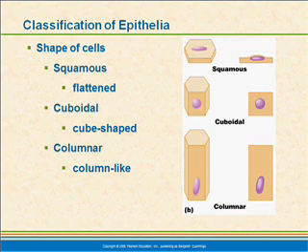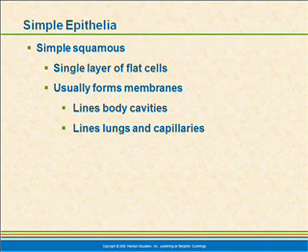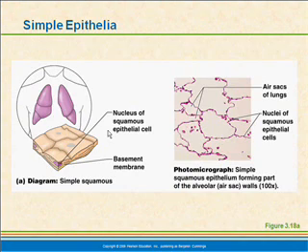Now, with that combination of two characteristics, we can have simple flat epithelium, which is simple squamous, a single layer of flat cells. These usually form body membranes, and they line body cavities. They line lungs, they line capillaries. And examples here. It's a very thin layer, and you see there's connective tissue here, just lying on the side. This is cut from a side view, so you really don't see very much very well. These are hollow spaces within the lungs.